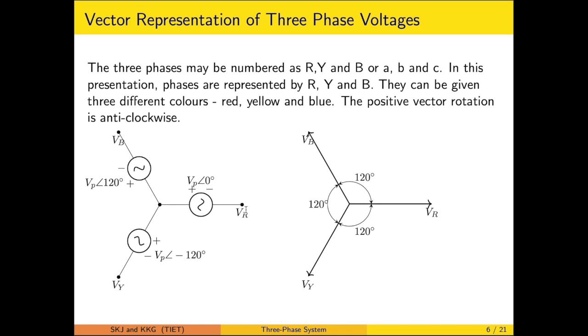With the same nomenclature, VR is taken as the reference with zero phase. Vy is 120 degree lagging. Vb is 120 degree leading from VR, or lagging by another 120 degree with respect to Vy. That is how we have this, and this is regarded as the positive sequence, the RYB sequence. There is also a negative sequence, but that is not a part of our discussion.